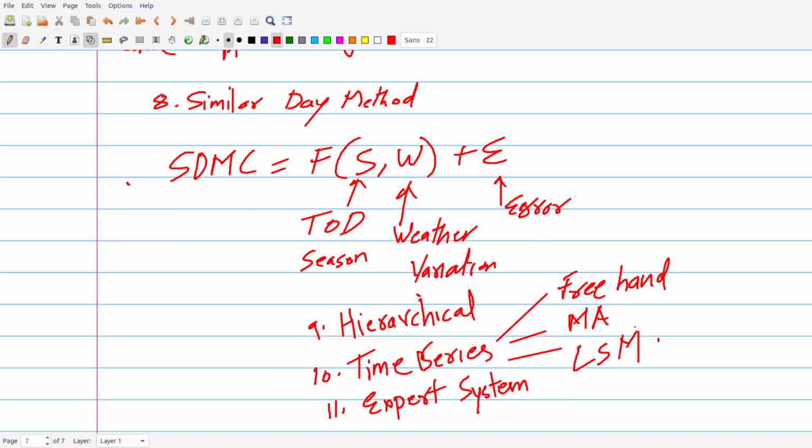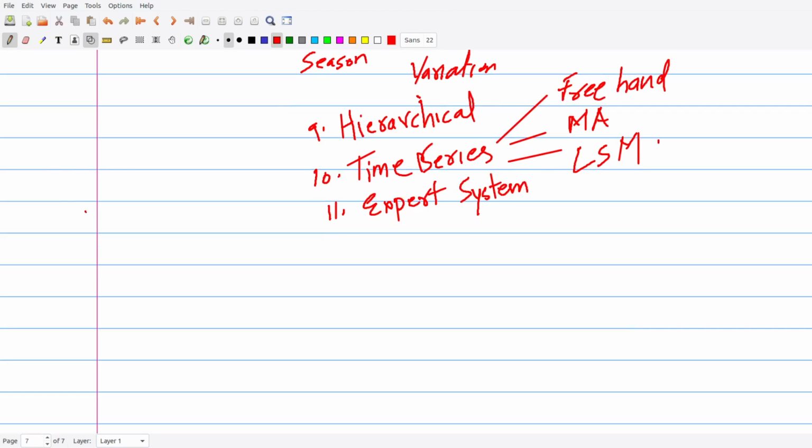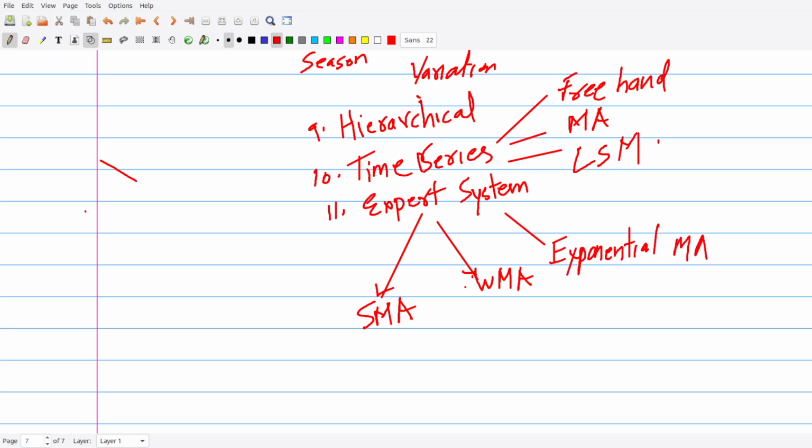Last is the expert system. In this expert system we have simple moving average, then exponential moving average, weighted moving average, and exponential moving average. So this is all about your forecasting.